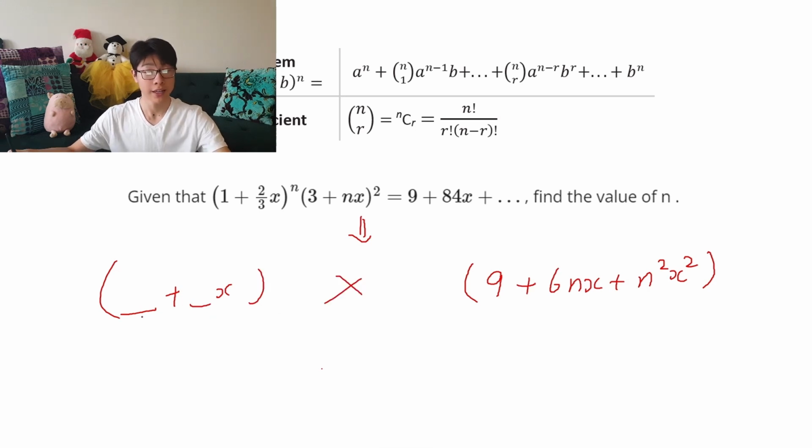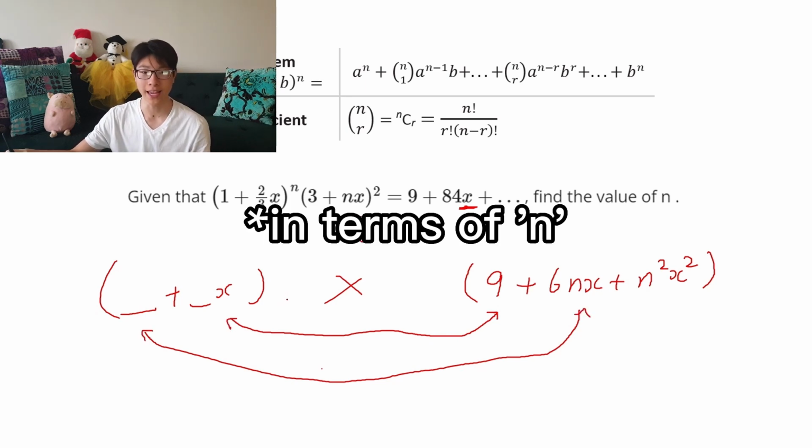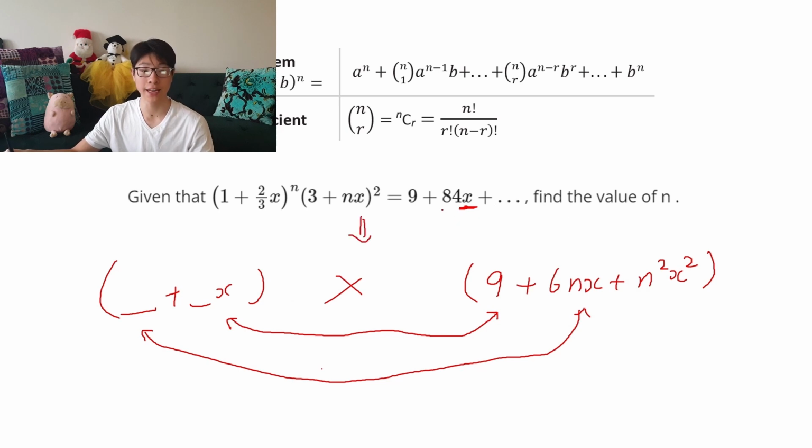Because if we think about it, if we multiply the constant term of our first binomial by the 6nx, the x term of our second binomial, we are going to get our x term. And the same goes if we multiply the x term of our first binomial by the constant term of our second binomial. This way we'll be able to calculate what the x term is equal to in terms of n, and we can compare it to 84x in order to work out what n is.